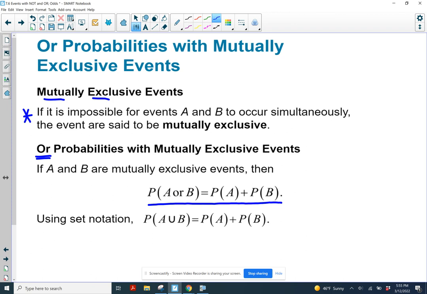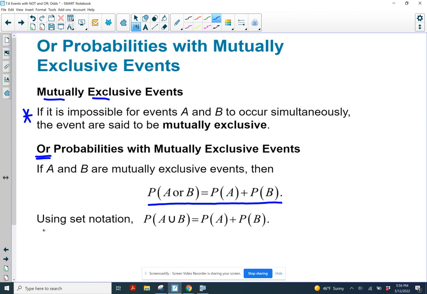That would be something like, what's the probability that we draw a king or a queen? If we draw one card out of that standard 52 card deck, the probability of a king or a queen would be the probability of a king plus the probability of a queen, because the card can't be both at the same time.